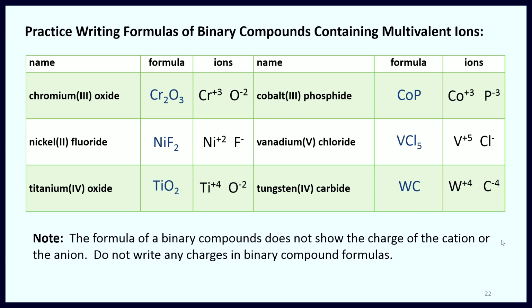So notice that the formulas that we wrote of binary compounds do not show the charge of the cation or the anion. So don't write charges in the formulas. Do not carry these charges into the formulas. And as a reminder, think of something you know. Sodium chloride's formula is NaCl, not Na plus Cl minus.